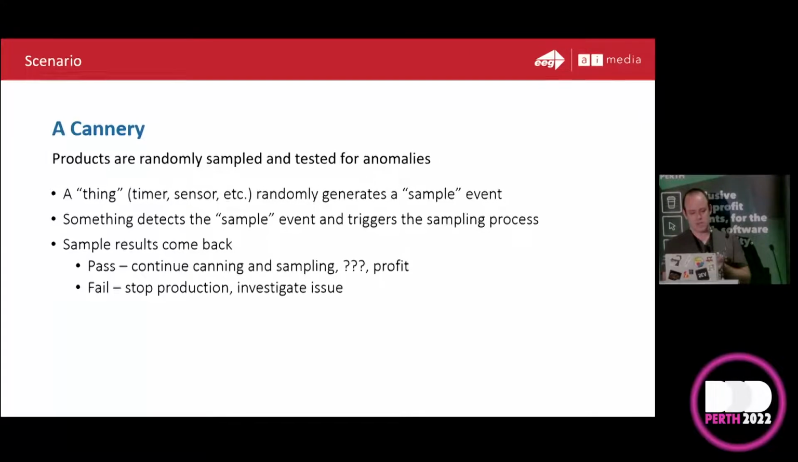So there's something that does that random sampling. There's something that detects that random sample event and actually makes a change in the system. We have to do something to take that sample from the product. And then we get results back. We get a pass or fail from that sample. And again, we have to take action if it fails. If it's good, then we continue doing whatever it is a cannery does and we profit, hopefully.